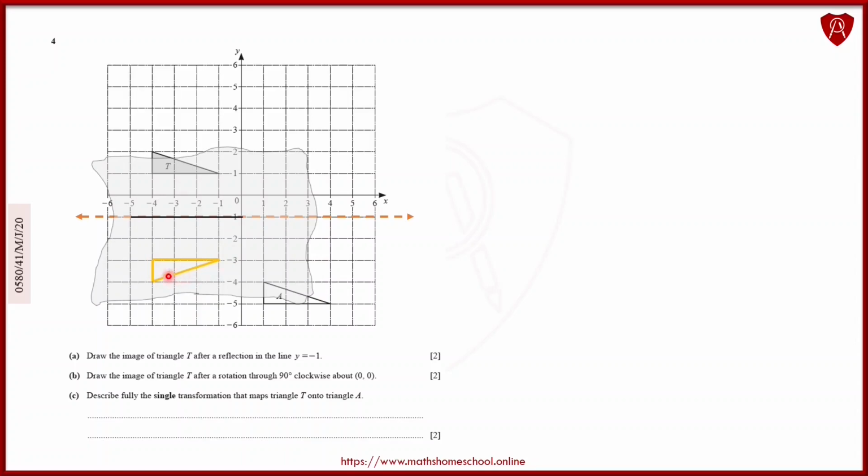So firmly holding the tracing paper, trace out this triangle so that when you take away the tracing paper, you will have an impression of the reflected triangle on the grid and you can trace it out. This is the image after reflection. Draw the image of triangle T after a rotation through 90 degrees clockwise about 0, 0. Tracing paper again. Make sure it covers triangle T and also the center of the rotation, the point 0, 0. Trace out triangle T.